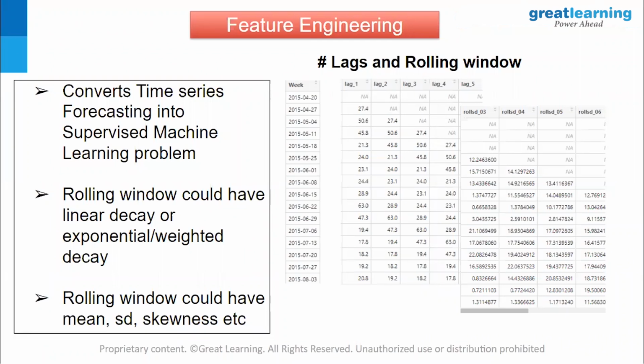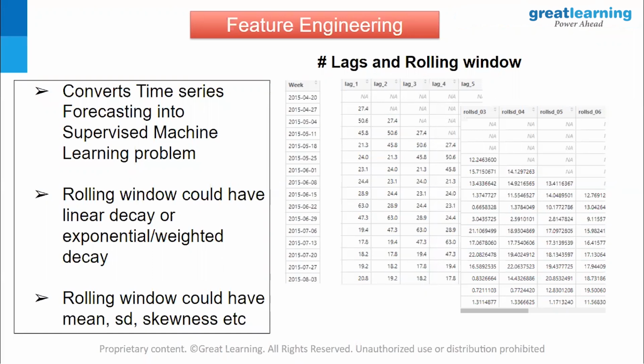The weighted means would be like, you can give more weight to the points which are closer to your current timestamp. Let's say if you are at t, you might give more weight to t minus 1 and t minus 2, and less weightage to the points earlier than that. So again, this becomes an experimentation field for us, and we can build as many features as we could.